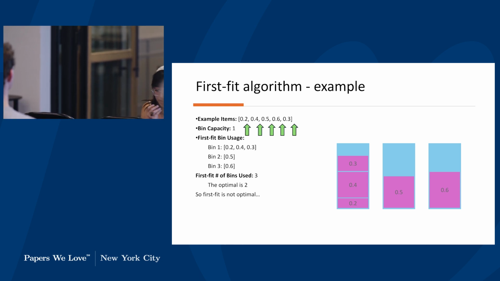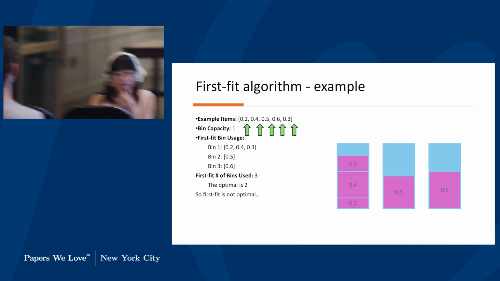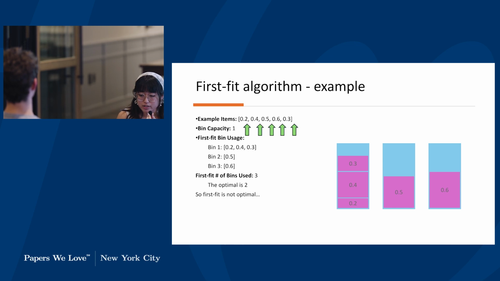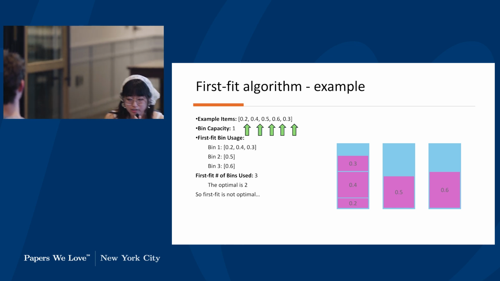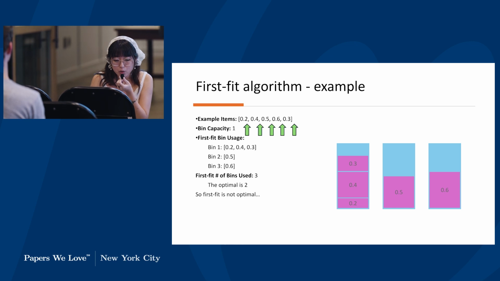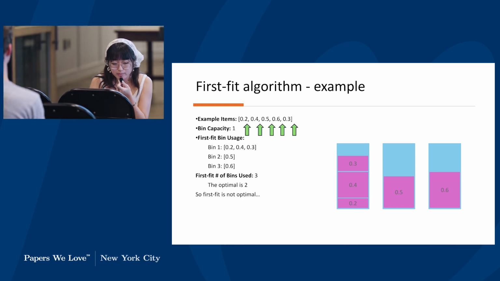Okay, so let's run through the first fit algorithm. Shown here is the same list of items we had on the last slide. Number 1, you're shown item 0.2 first. You have no open bin available yet, so you open up a new bin for it. And then the next item is 0.4. Is there space for 0.4 in the first bin? Yes, there is, so you put it there.